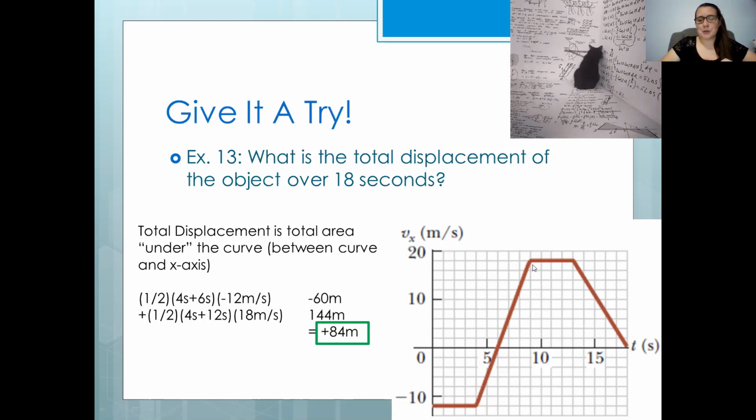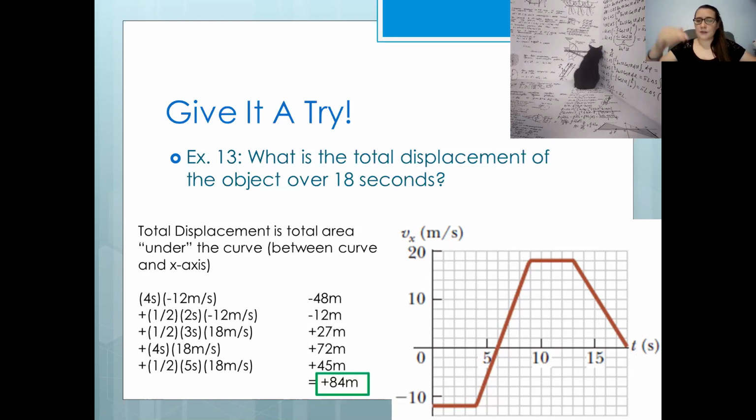Okay, and then we have this other trapezoid over here. So again, our equation is 1/2 times little base, so 4, plus big base, 12, times the height, 18. And so the area of this trapezoid is positive 144 meters. So we have -60 meters plus 144 meters. That gives us a total area or a total displacement of positive 84 meters.